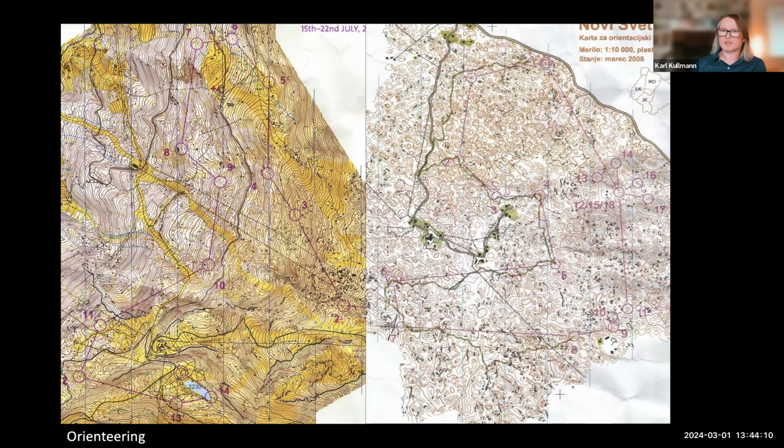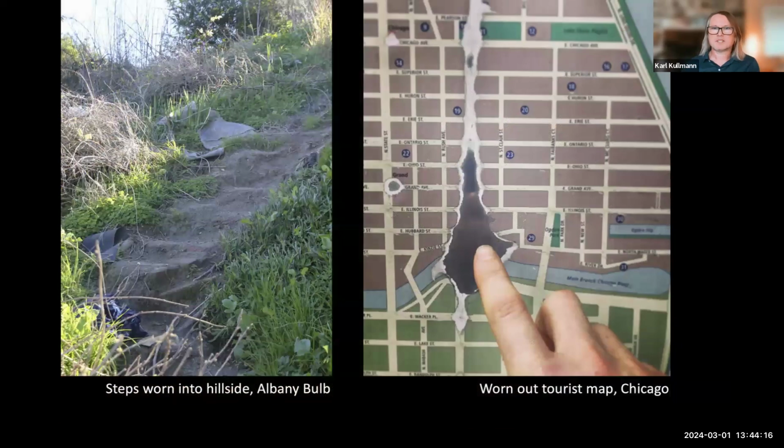But anyway, these formative experiences influenced my interest in complex, nuanced landform. They influenced my interest in how human activity shapes landform and how landform shapes human behavior. As an example of behavior shaping landform, on the left is a stairway created by the passage of many feet at a site near me called the Albany Bulb, which is a very interesting site.